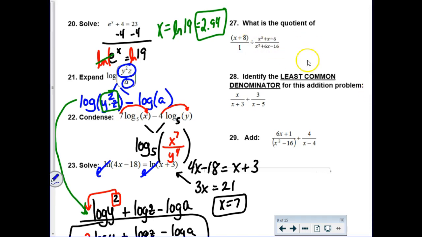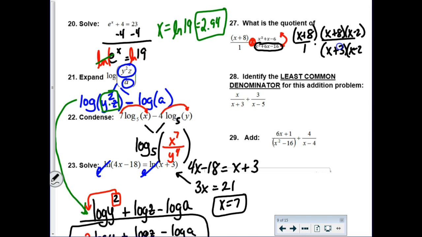So what is the quotient? We got some factoring and some flipping to do here. So because this is a division sign, we're going to change this to multiplication by flipping. The first fraction, however, does not change. Alright, so this denominator is now going to be up in the numerator here, and it's going to factor into x plus 8 times x minus 2. And then this now numerator gets flipped to the denominator, and it's, let's see, x, oh, this is gross, x plus 3 times x minus 2.